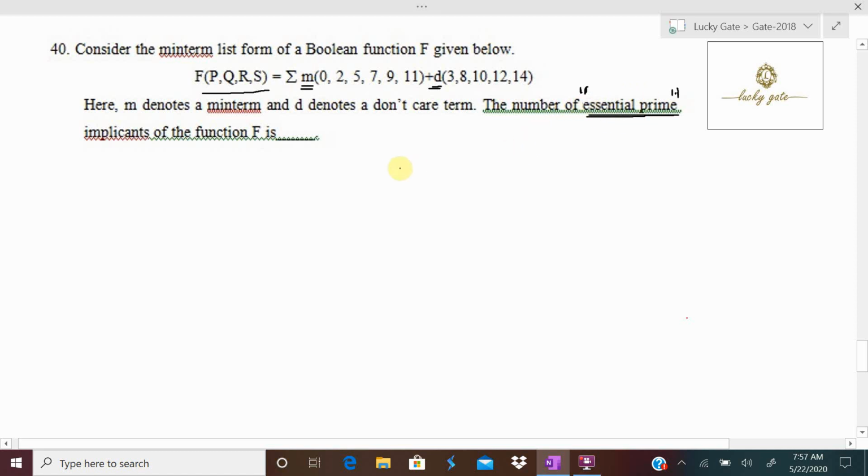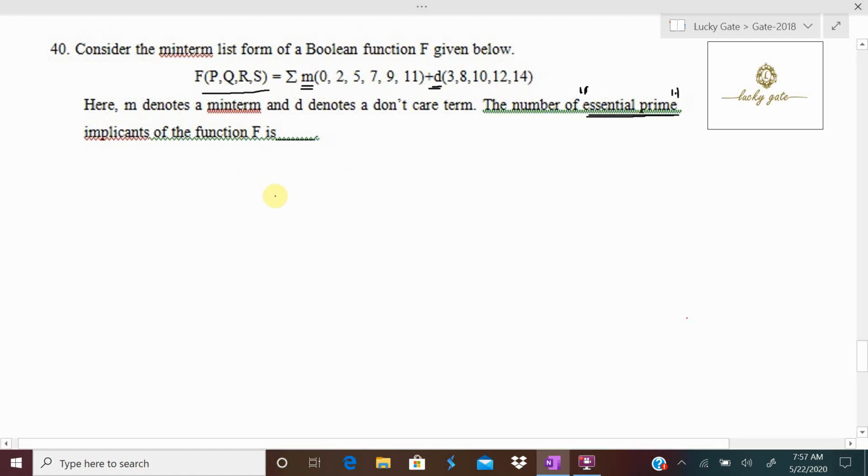First, we'll understand what an essential prime implicant is. Essential prime implicants are found by looking at each square marked with 1 in the K-map and checking the number of prime implicants that cover it. A prime implicant is called essential if it is the only prime implicant that covers it.